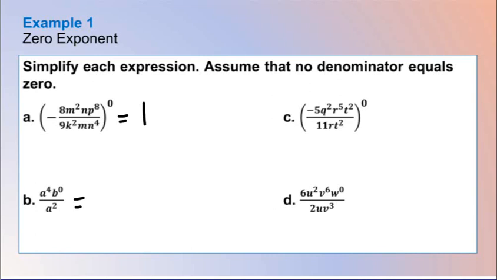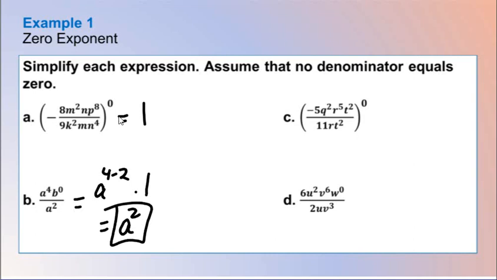Letter B, this would be a to the 4th. Remember, when you raise a power to a power, or when you divide like bases, you subtract the exponents. And then b to the 0 is just 1. So I could put this times 1, which will give us an answer of a squared.